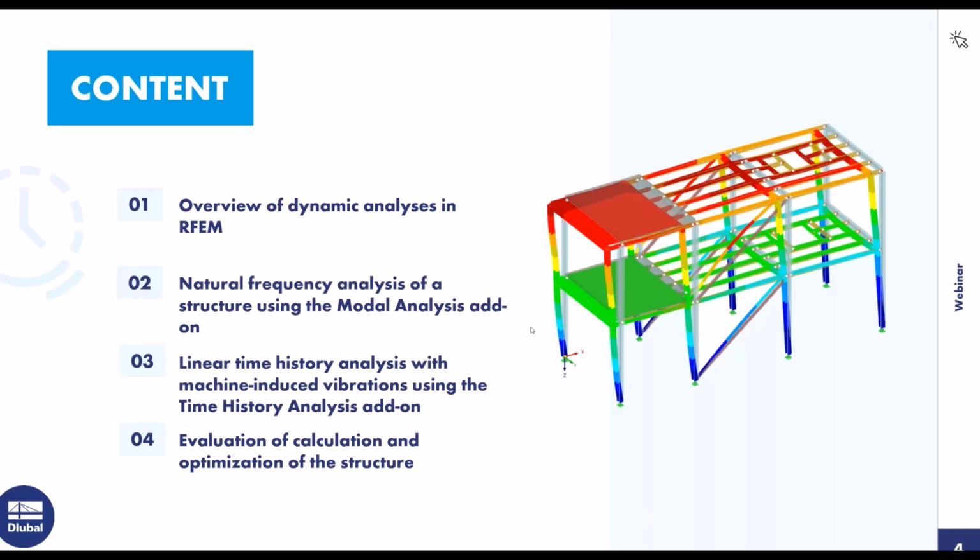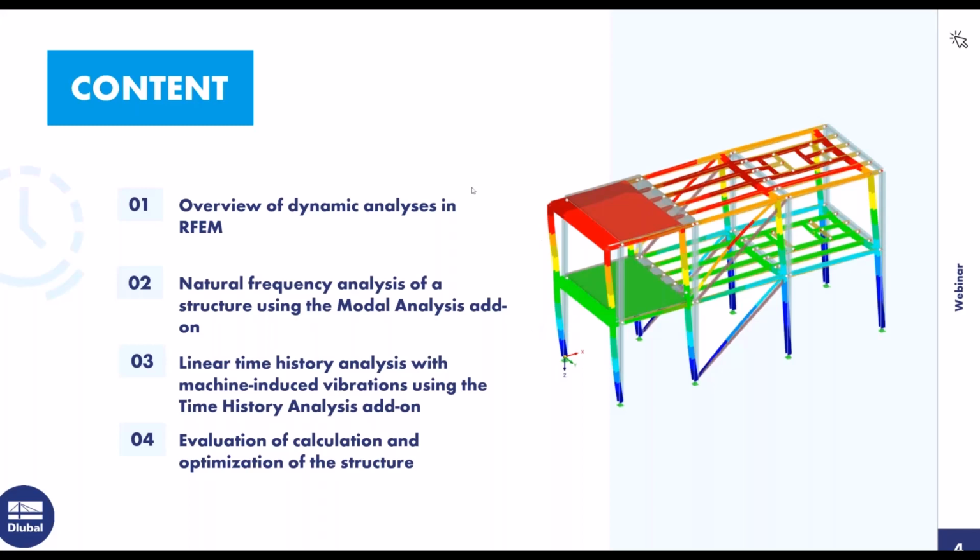The next step of our example is then that we want to perform a time history analysis, here with a machine-induced vibration. Therefore, we use the time history analysis add-on to separate the loads, horizontal and vertical loads, and to give them a timestamp at the end to get a result. When we are done with this, I want to show you how to optimize the structure in the case of resonance of the structure.